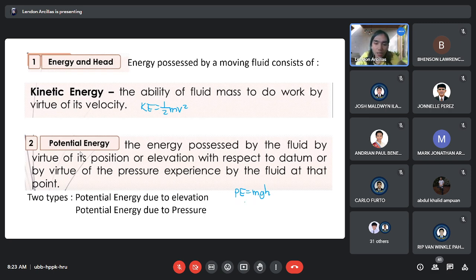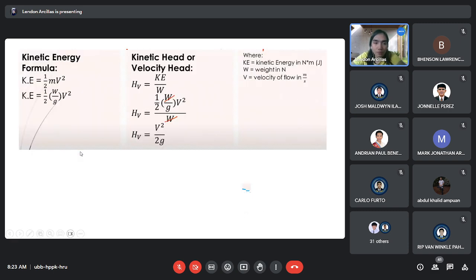We also have energy using the pressure, where pressure is equal to the specific weight times the height. Okay? So this is the conversion from kinetic energy to velocity head, or kinetic head. From the formula 1/2 mv squared, we just divide it by the weight. Okay? We divide the kinetic energy by W.